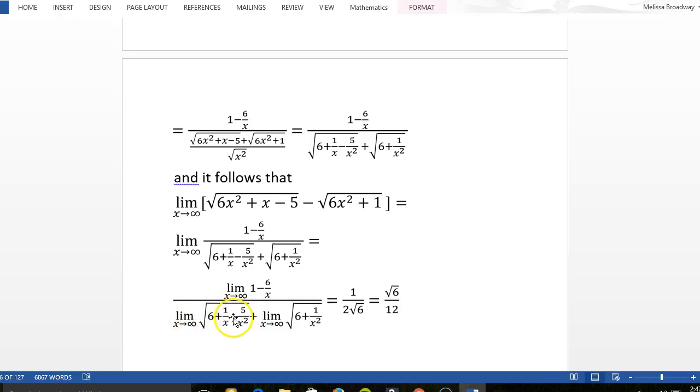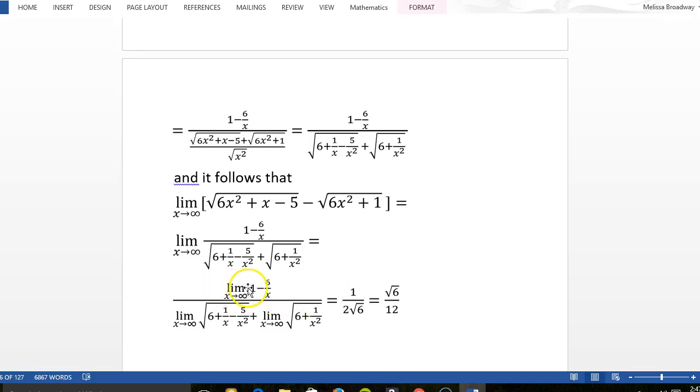And do limit this plus limit this plus limit this. But the 1 over x is going to disappear to 0, and so is 5 over x squared. So this just limits to radical 6, and so does this. The 1 over x squared is just going to die off to 0. So we get 6 plus 0, or, well, minus 0, but it doesn't matter here. And then here we get 6 plus 0, so we just get radical 6 plus radical 6. That's 2 radical 6.